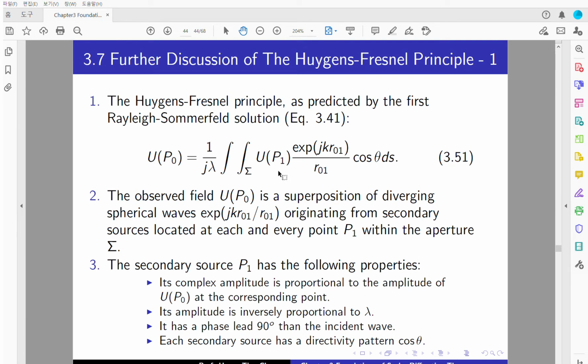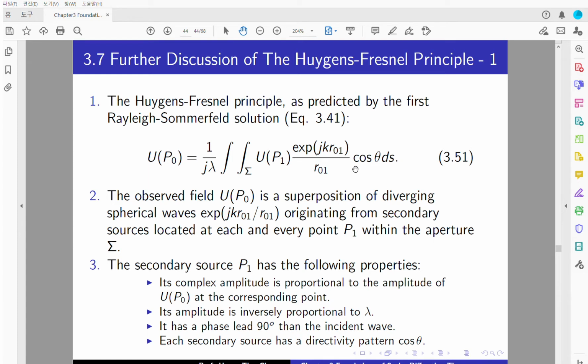The Huygens-Fresnel principle is expressed in this way. So U(P1) is the field component at the aperture, and then it propagates in space toward our observation point P0. Okay, and then U(P0), the field component at our observation point, is determined by the field component at the aperture with this phase factor along with this directional cosine.